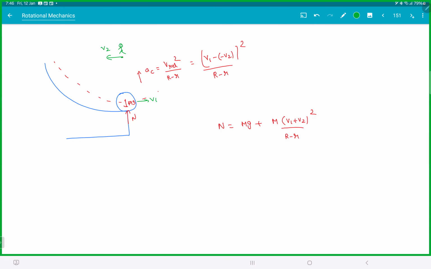This is acceleration. What you're saying is centrifugal force. Sir, but won't that be downwards? mv square by R, centrifugal force will be downwards. Then it is a force, right? This is an acceleration, right? Okay, okay. N minus mg is m into a_c. Now, if you write centrifugal force, it will come on the left hand side. Same thing. All clear with this?